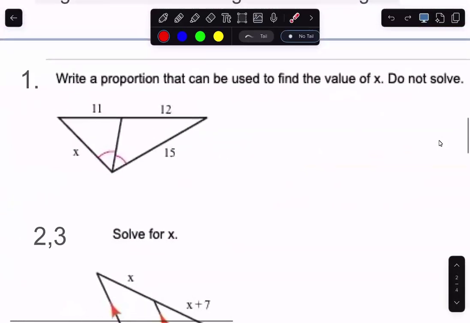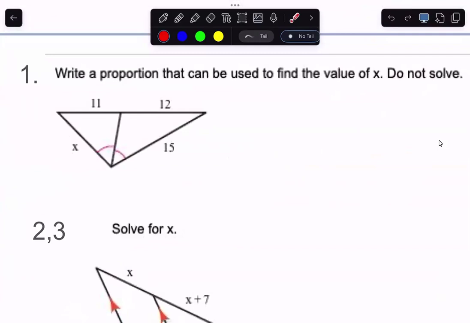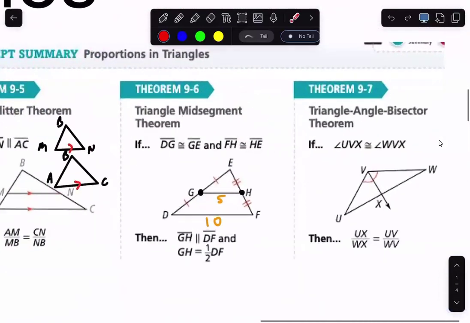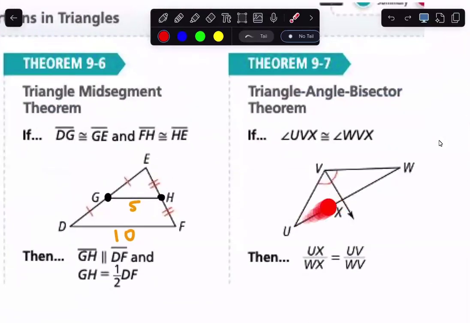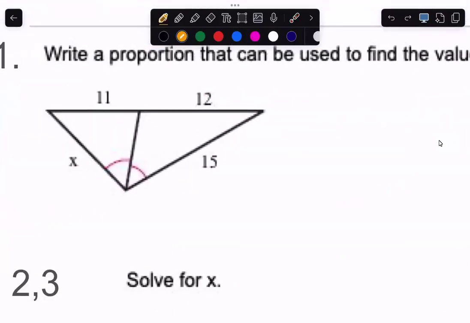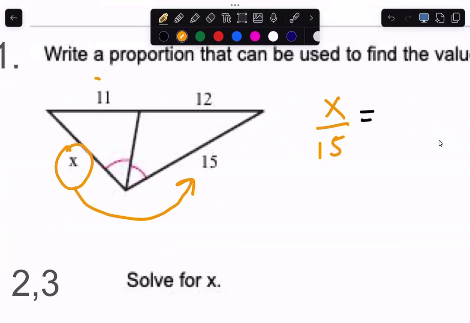So number one on the OSFC page says write a proportion that can be used to find the value of x. This one doesn't ask us to solve. It's just asking you to write the proportion. So for number one, you're looking at theorem 9-7, angle bisector, which means the base sides are proportional and the adjacent sides of that angle are also proportional. So how are we going to write that? x is proportional to 15 is equal to 11 proportional to 12. And that's pretty much it.